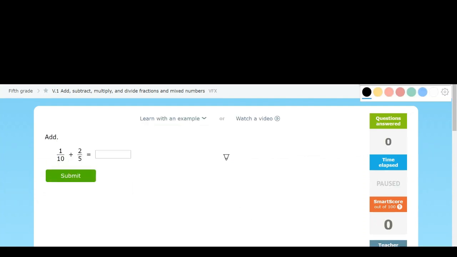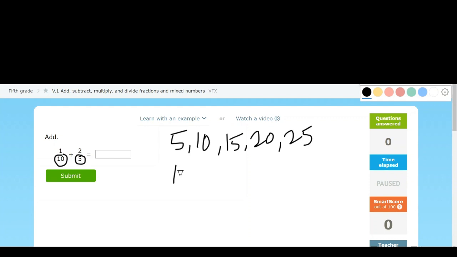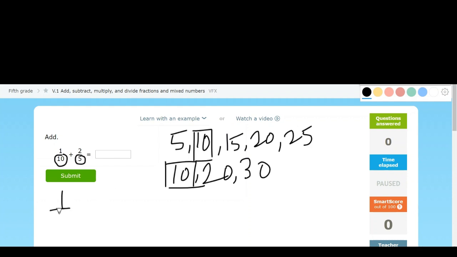Here's another problem. Notice how we're adding fractions with the denominators of 5 and 10. So they're not the same. So we have to make them the same. Well, what number should they be? Let's find the LCM by skip counting by 5 and 10s. Notice how they first meet at 10. So that tells me my LCM is 10. So that means the bottom of my fractions must be 10. Well, 1/10 already has 10 at the bottom, so that remains the same.